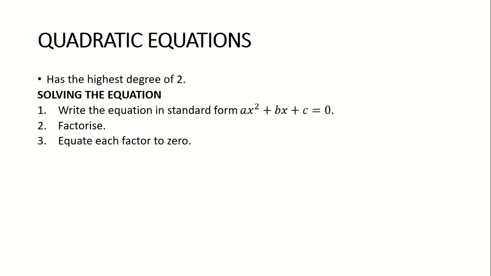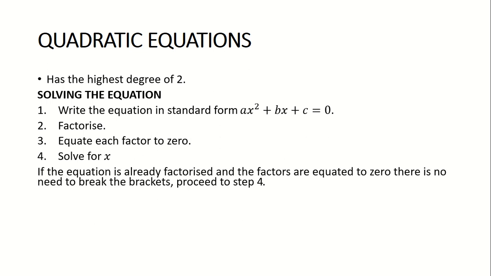Step 3, equate each factor to 0, and I will actually show you. After factorization, obviously you have one factor multiplied with another factor. You will take those factors and equate them to 0, and after you've equated them to 0, you can now solve for x or y or a or b or whatever you've been asked to solve for. If the equation is already factorized and the factors are equated to 0, there is no need to break the brackets. Proceed to step 4. So you can jump certain steps if you don't need them, as they have already been done for you.